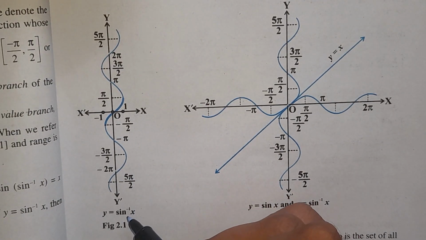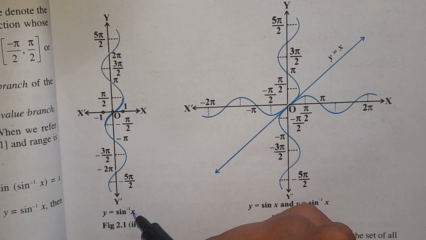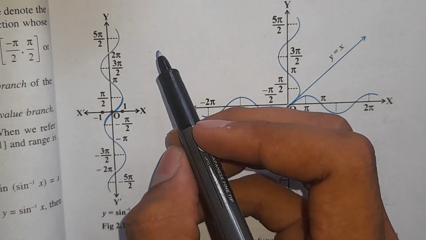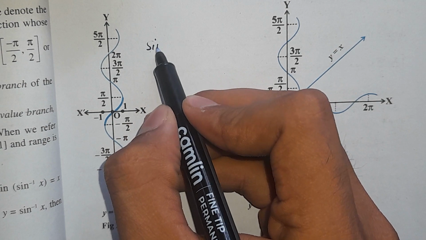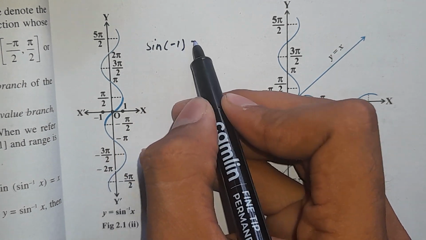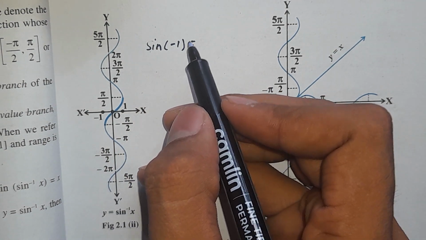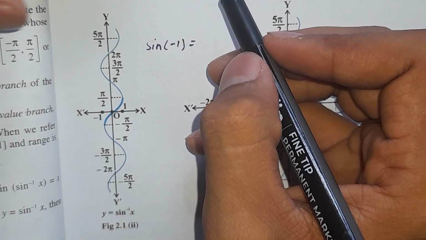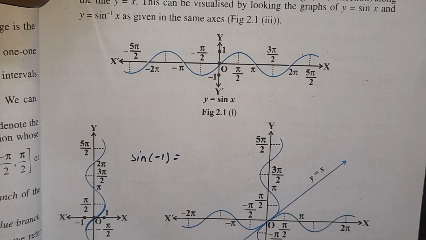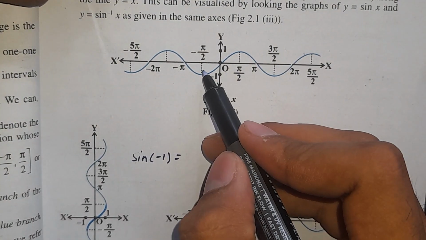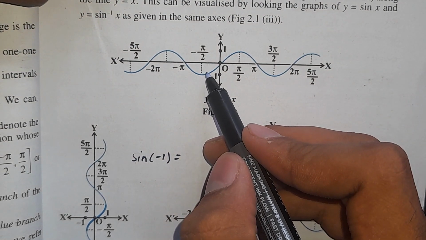Similarly, this is the sine inverse x graph, that is, the function y is equal to sine inverse x. In this, for example, you have to find sine inverse of -1. What is the value of sine inverse of -1? So you can find it from the previous graph. Sine inverse of -1 is minus 90 degrees.